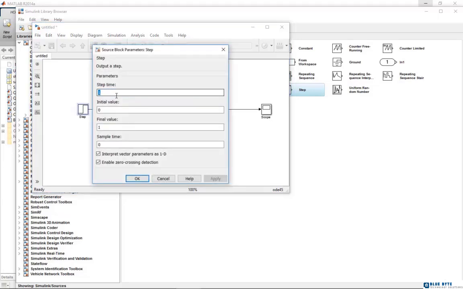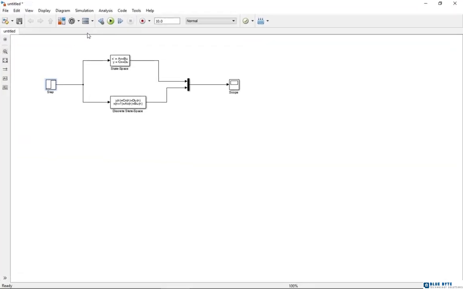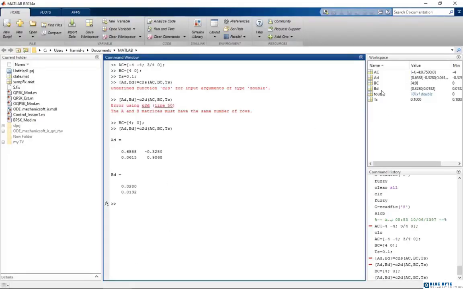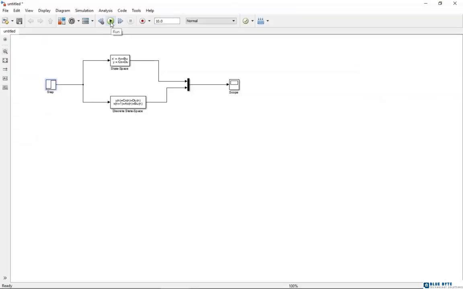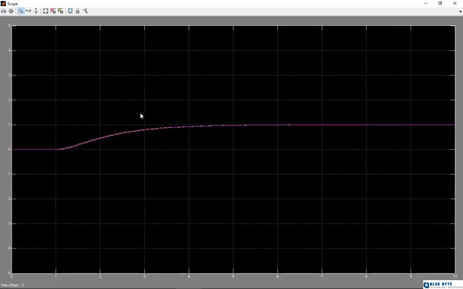I do so for a step. As you know, because we have AC, AD, BC, and BD, I just entered their names in the blocks, and Simulink itself recalled them from the MATLAB workspace. After running the system, you can see the output.